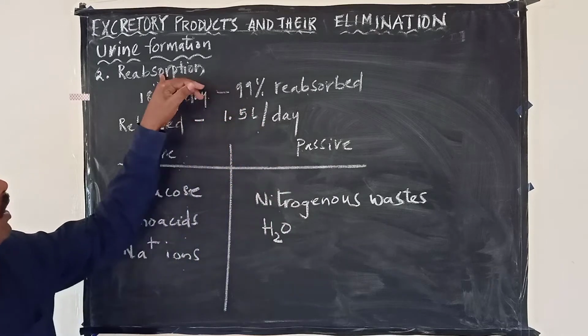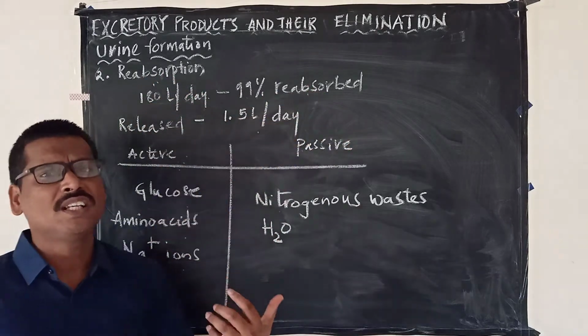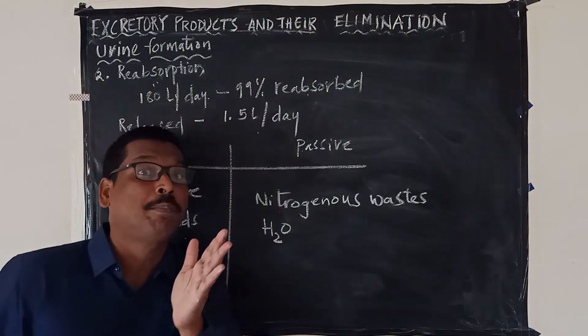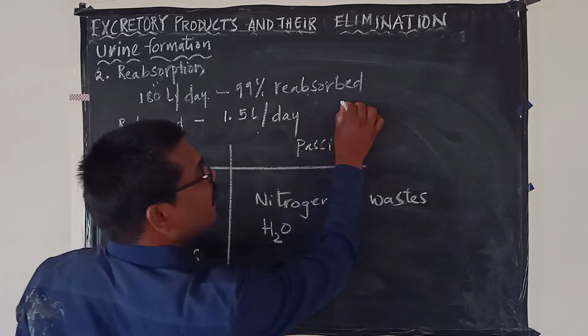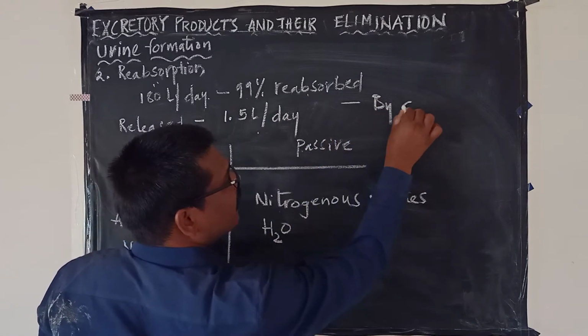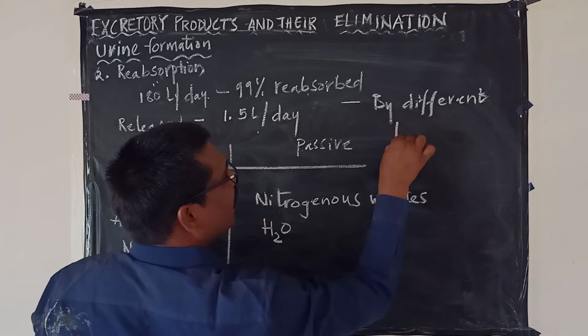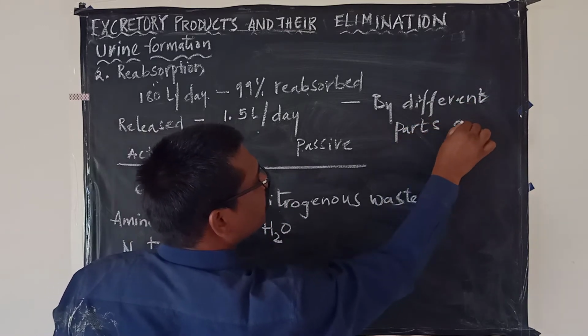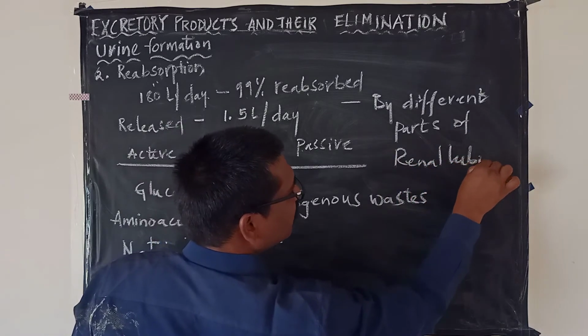Okay, in the case of reabsorption, as we said here, it is reabsorbed. By what is it reabsorbed? By the different parts of the renal tubule. Okay, by different parts of renal tubules. What are the renal tubule parts?